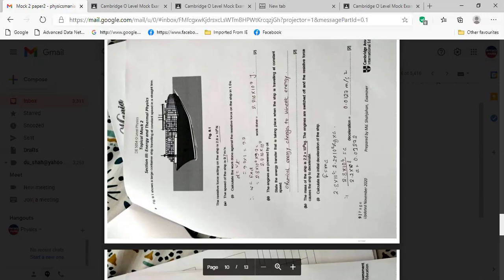After the final stage, the kinetic energy is converting to thermal energy, right? Because of the friction with the water. Yes, sir. So your deceleration is coming 0.0127. Yes, it is correct.